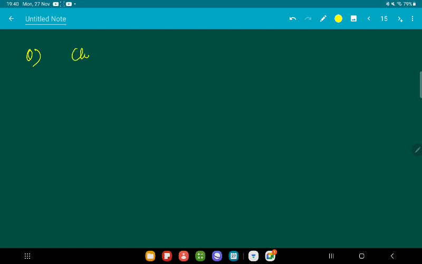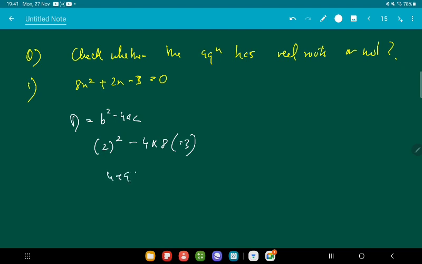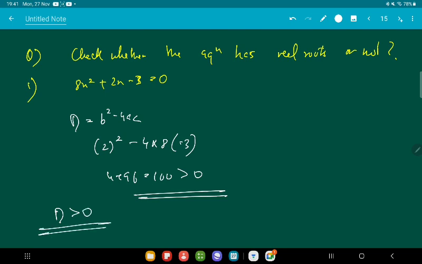Now they are saying let's do some different questions. You have to check whether the equation has real roots or not. 8x squared plus 2x minus 3 is equals to 0. So what is discriminant, b square minus 4ac? 2 square minus 4 into 8 into minus 3. This is how you will calculate, 4 plus 96, 100. As D is greater than 0, so what you will say, sir, it will have two distinct real roots.